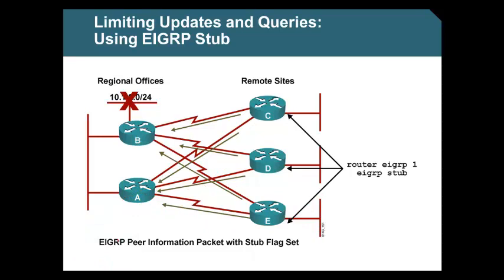So B will not query E unnecessarily for any network, because B knows very well E is a receive only router, which means it doesn't have any network. So I need not consider it while querying.